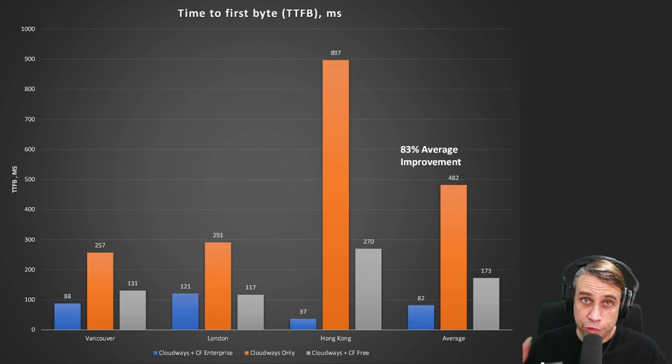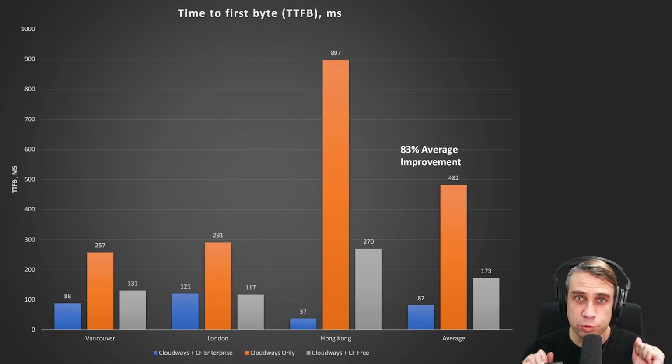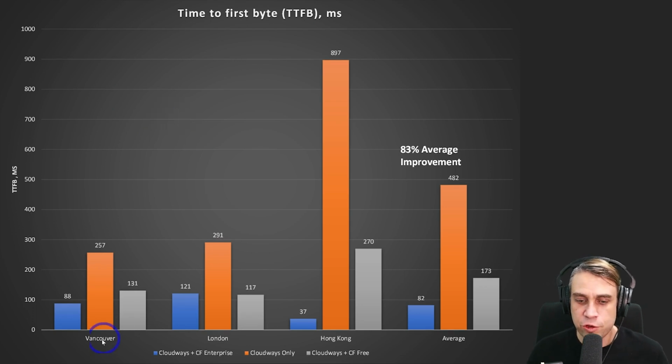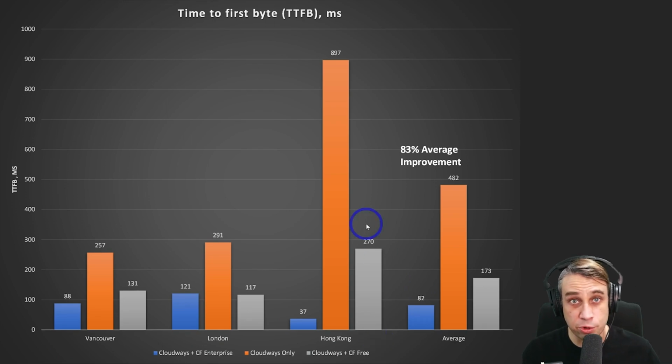All right, so I'm actually looking at three metrics here. Time to first byte, largest contentful paint, and total load time. I'm going to start with time to first byte because this is probably the best way to display the difference between these performances. I should mention that these are all running on New York DigitalOcean 1 GB premium servers, running through Cloudways. And so Vancouver is going to be the closest one. London will be the next closest. Hong Kong will be the most distant from the origin.